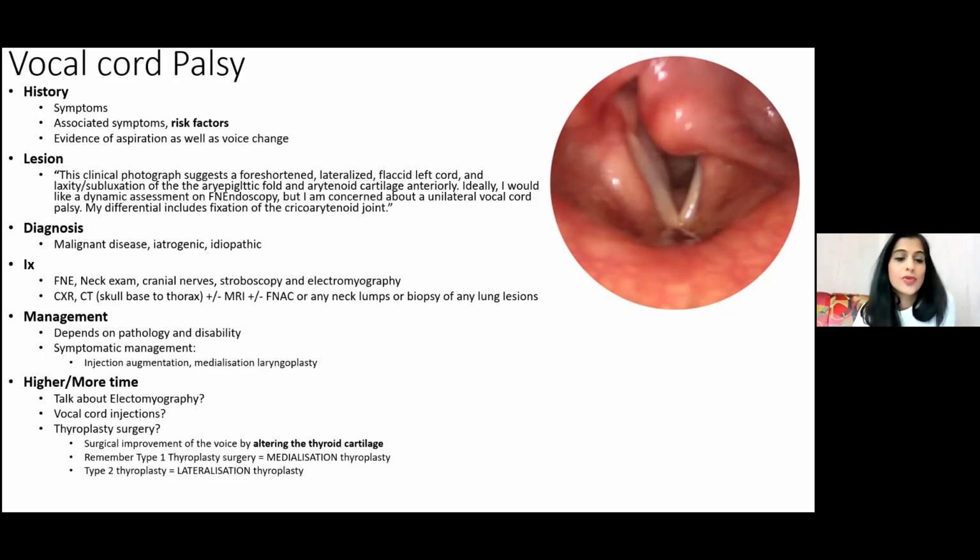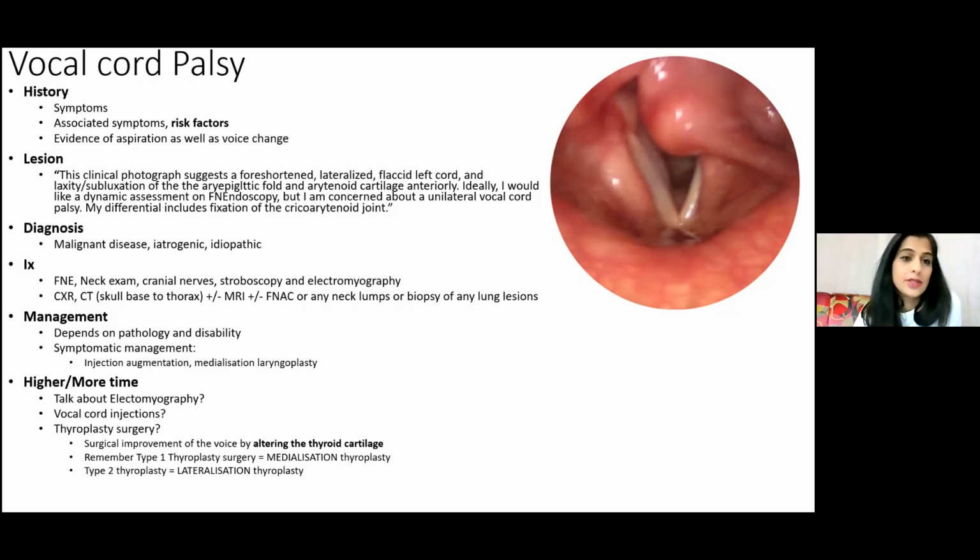Management of a vocal cord palsy really depends on the pathology and the degree of impact or symptom disability that it's causing the patient. If you've got no underlying other pathology that needs management, then you can focus your management really on symptomatic management. This might be simple speech and language therapy input, and measures to make sure they're reducing their aspiration and trying to optimize their voice as best they can with vocal therapy. But it could also include things like injection augmentation or medialization laryngoplasty.